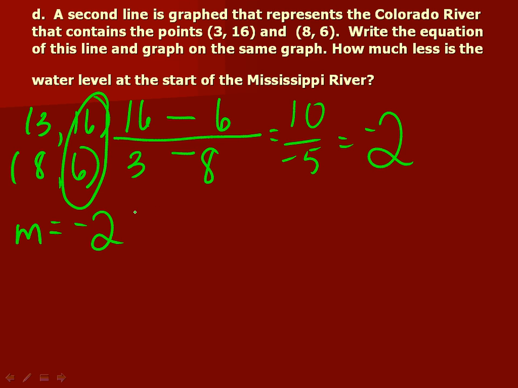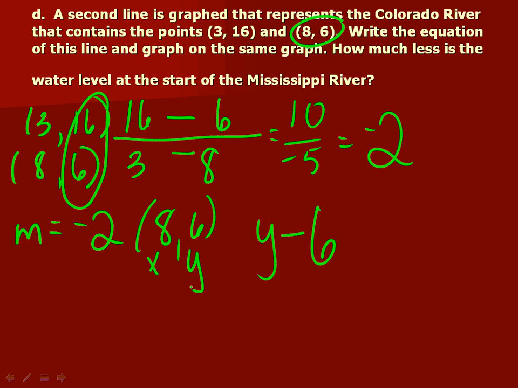I'm going to use my slope of -2. Jordan, pick a point. Jordan, what would you like? 8, 6? He said 8, 6. So we're going to use 8, 6. So y minus what? 6. Remember, this is x. This is y. Equals -2 times x minus 8.